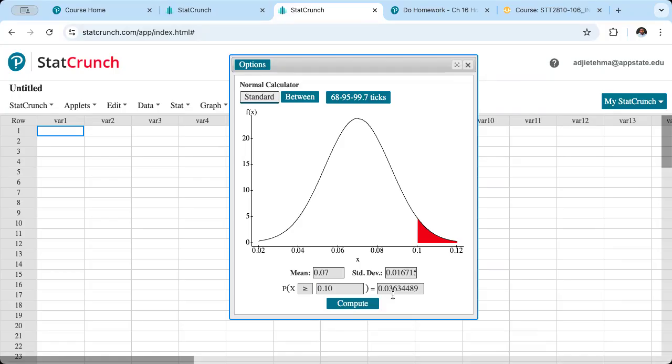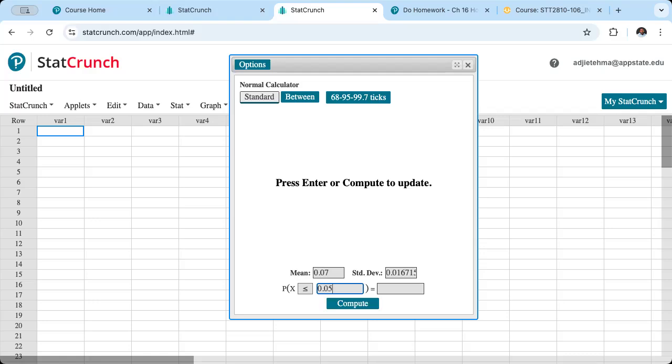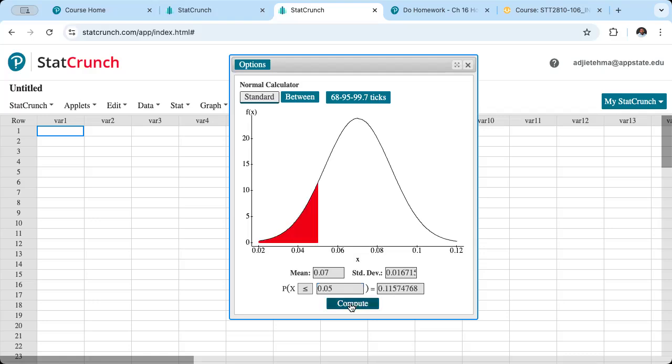Now let's get to the other one, 5. What is the probability that fewer than 5% would be colorblind? So for fewer than 5%, we change this to less than, let's put 0.05 here. And then we hit compute. That is fewer than 5%. Does that make sense?